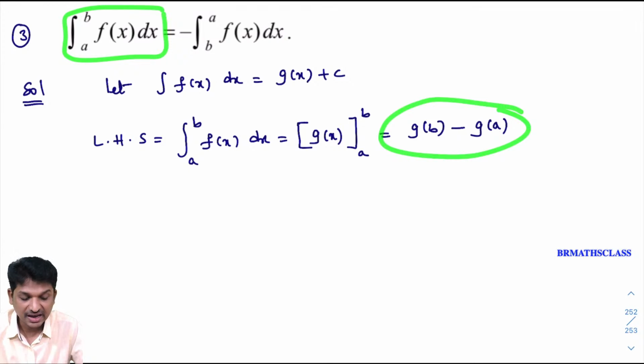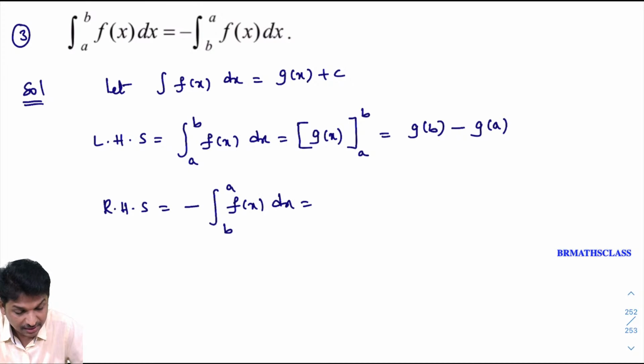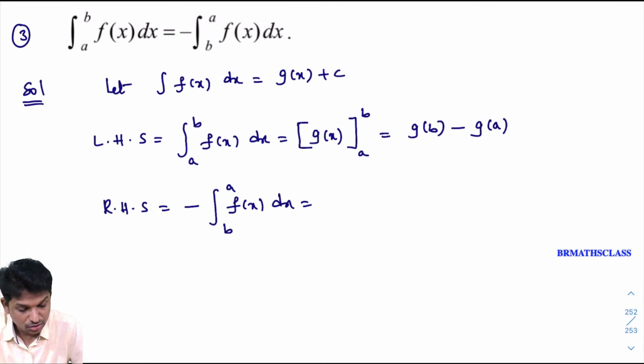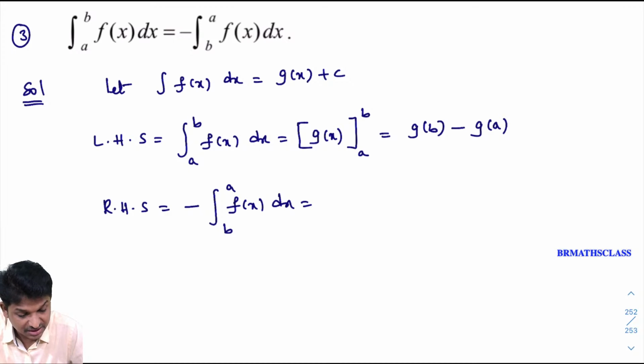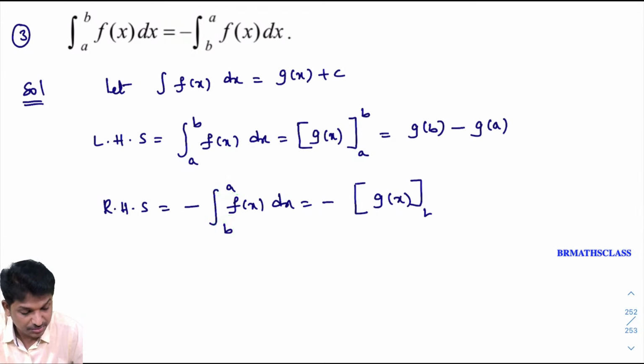Now what I will do, I will calculate this RHS also. What is RHS? Minus integral of b to a f of x dx. I'll integrate. That equal to, integral of f of x dx I need. As I take integral of f of x dx is g of x plus c, what you will get here? Minus is there in the beginning. That minus I'll write minus. What is integral of f of x dx? As we taken it as g of x. Limits are from where to where? Limits are from b to a. So you write the limits b to a.